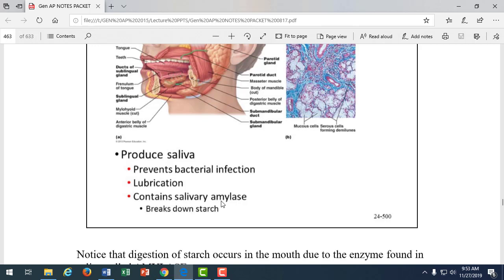Oh, right, yeah, exactly. Nothing in the digestive tract, yeah. So amylase is for starchy things.